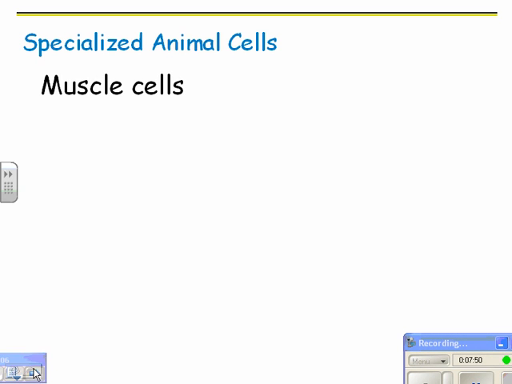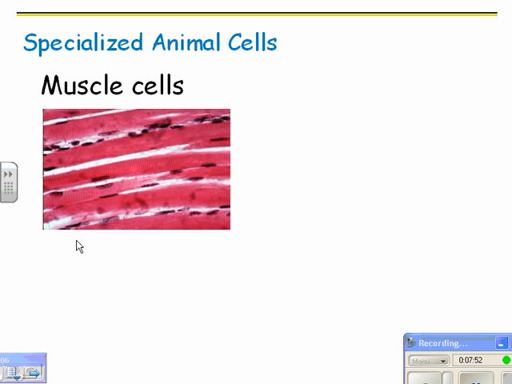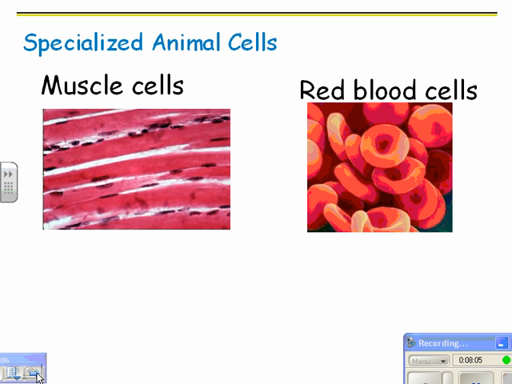Specialized animal cells, here are some examples. These are a few different muscle cells. They're long, they're thin, they have these stripes, and their whole point is to contract. That's their whole function. And so the DNA that's used here, the proteins that are made here, are going to be different than the DNA and the proteins that are made here.